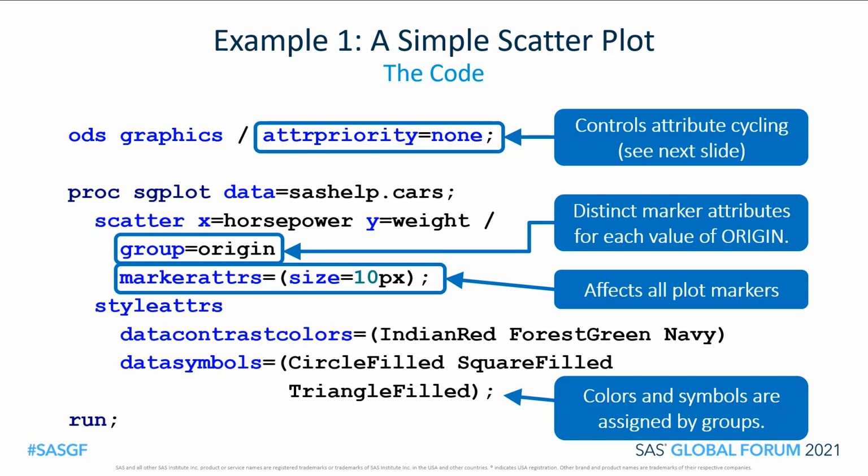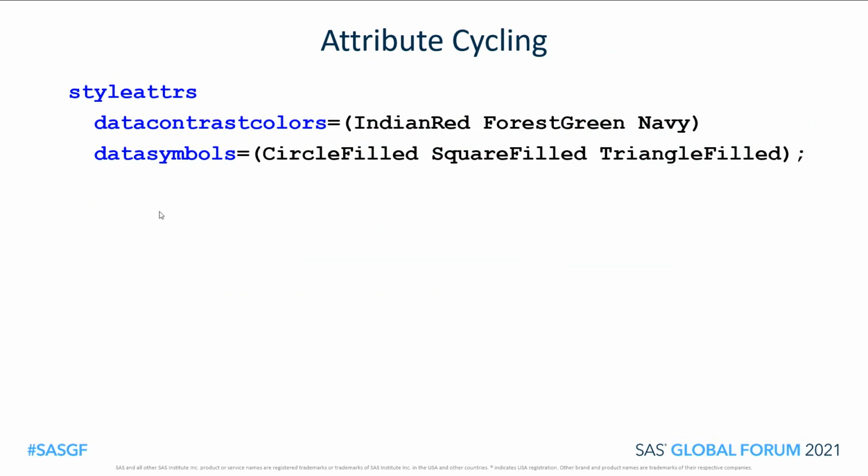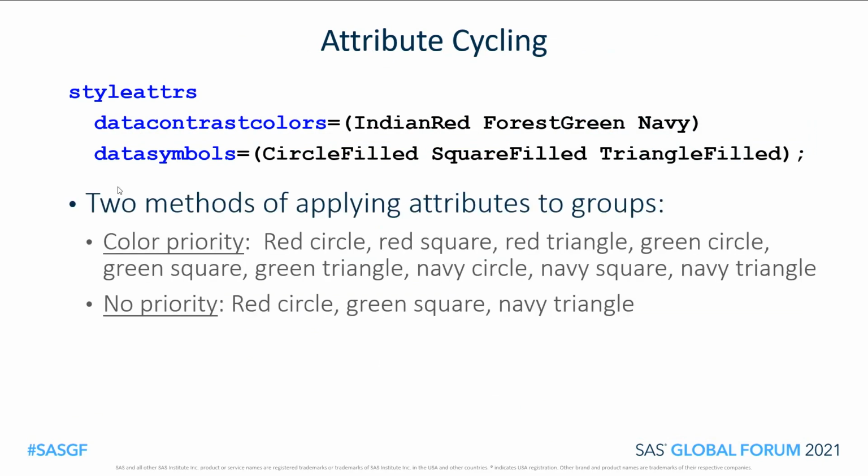This controls something called attribute cycling, and this is a little bit of an aside, but I just wanted to make sure I cover this because it affects how this plot works. Here's that style adder statement again. What you have to understand is that there are 2 methods for applying attributes to groups, color priority and no priority. If we were to use color priority, then the attributes would be assigned by holding the color constant and cycling through the symbols for each group.